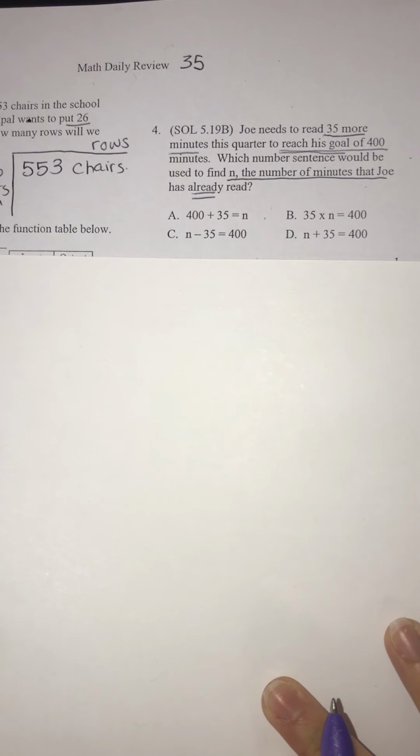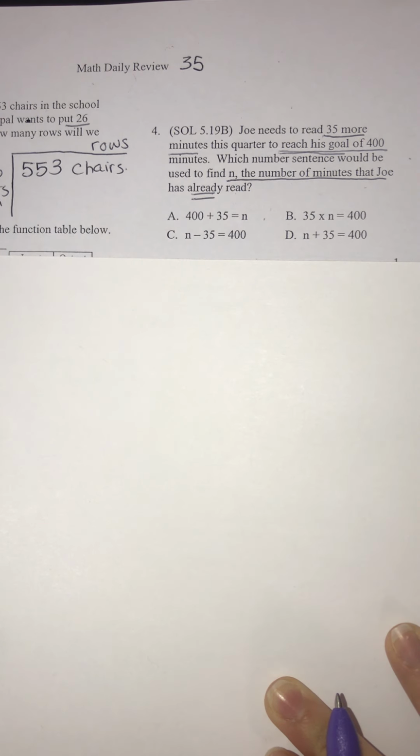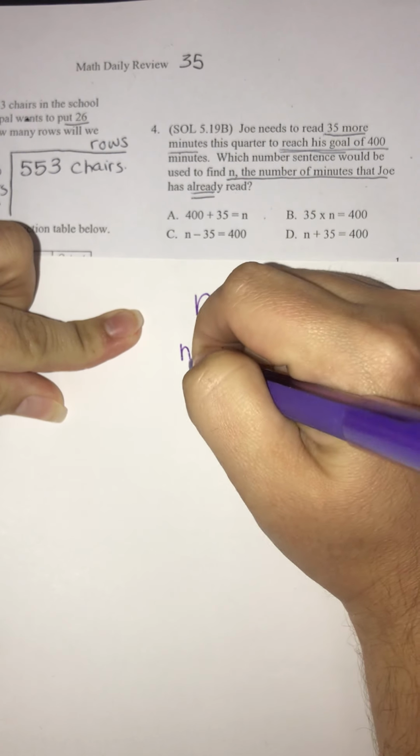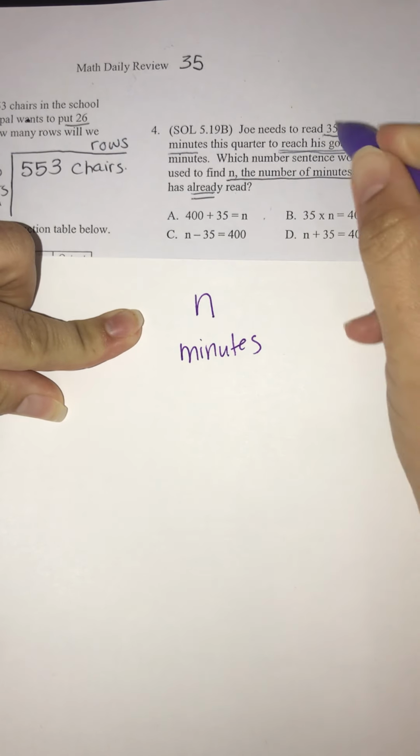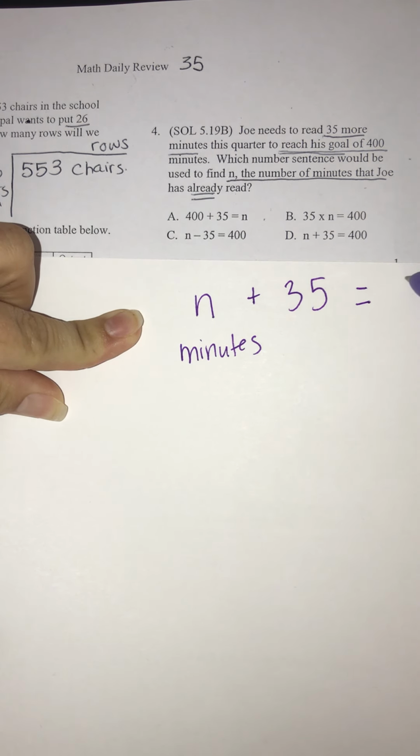Number 4 I thought was a little tricky. It says Joe needs to read 35 more minutes to reach his goal of 400. Which number sentence would be used to find N? So N is the number of minutes that Joe has already read. So essentially, he's read some minutes. He has 35 more to go. And his goal, think about it like your end goal, your answer is 400.